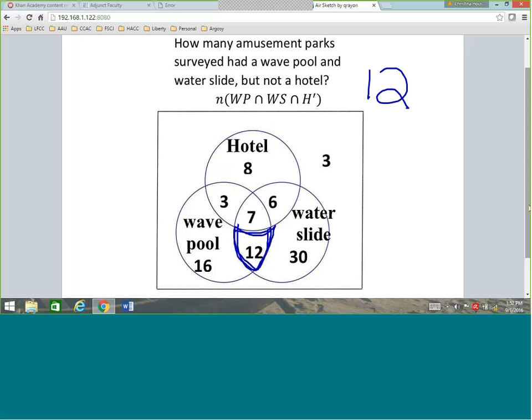And if we take a look at the notation, it's wave pool and water slide and not hotel. So it's wave pool and water slide and I put the H with the apostrophe, meaning not hotel. So wave pool and water slide and not hotel. I know in the wording it has the word but instead of and, but has the same meaning as and when you're looking at the and or symbols, but translates to and.